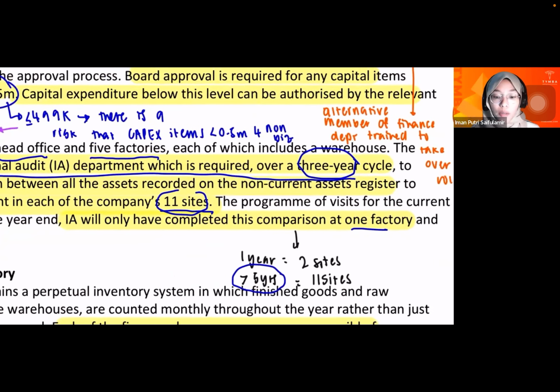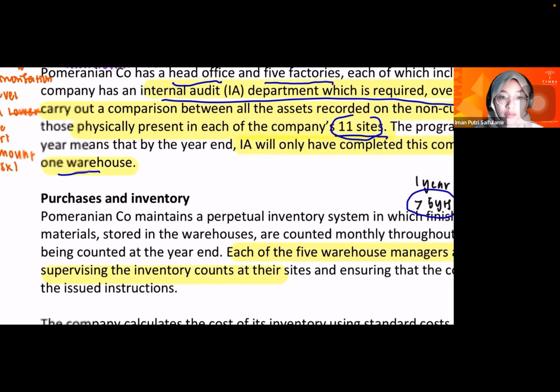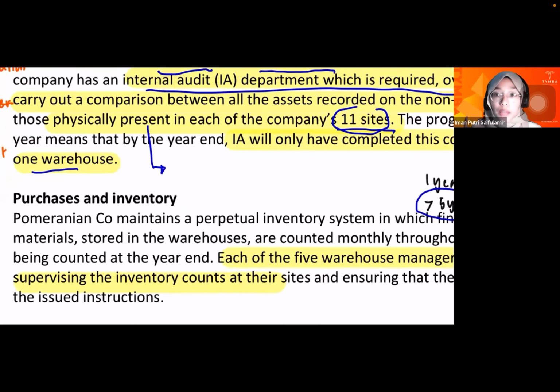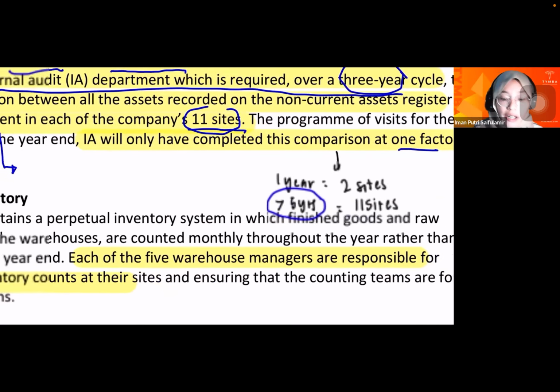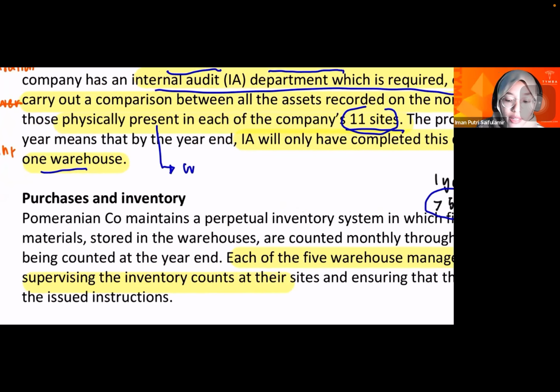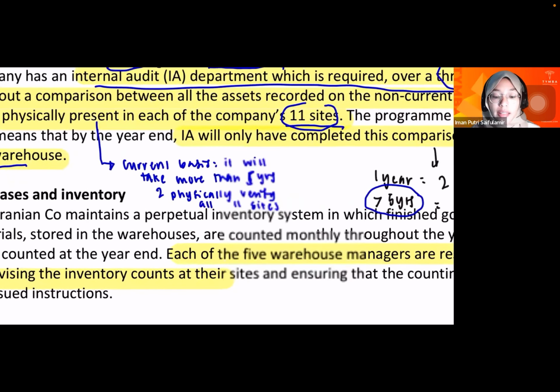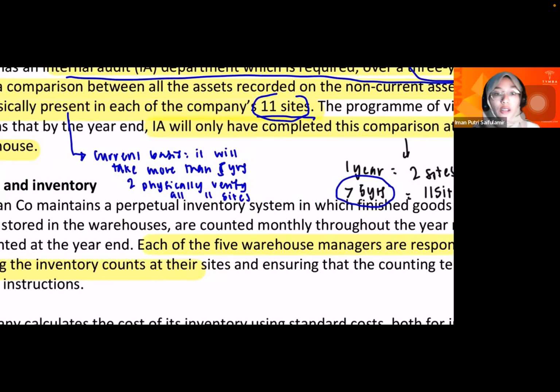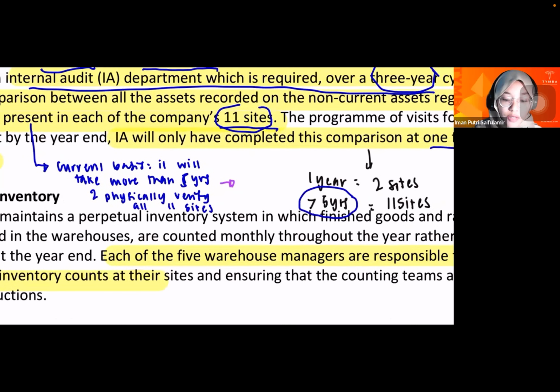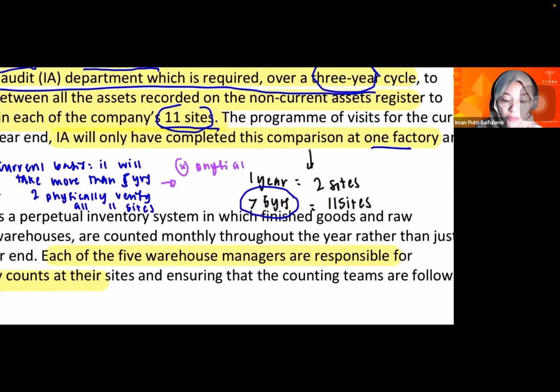Okay, so let's talk about what is the risk of this. Okay, basically, firstly we have to explain. And like I said just now, if they use this current basis, it will take more than 5 years. More than 5 years to physically verify all 11 sites. Okay, so what is the risk when the non-current assets are not physically verified? If they are not physically verified, there is an increased risk of what, guys?